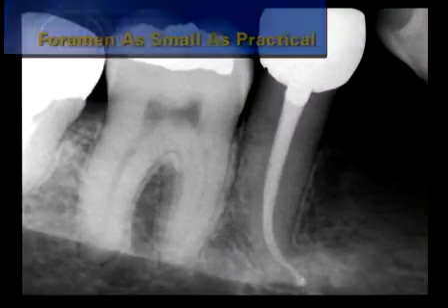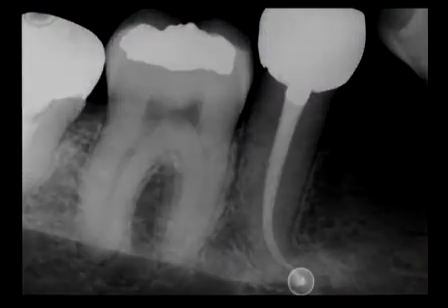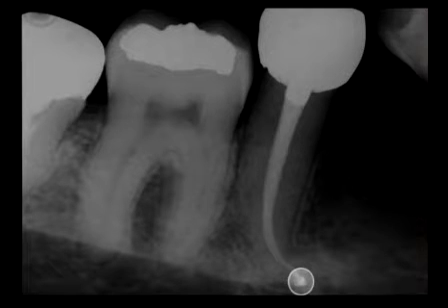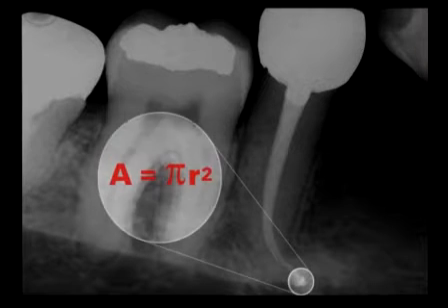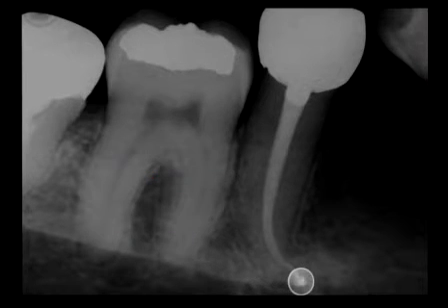Keeping the foramen as small as practical is a discipline, improves preparation results, and promotes confidence during three-dimensional obturation. Clinicians should recall that the mathematical expression for the area of a circle equals pi r squared, and as such, doubling the file size apically increases the surface area to seal by 4-fold.